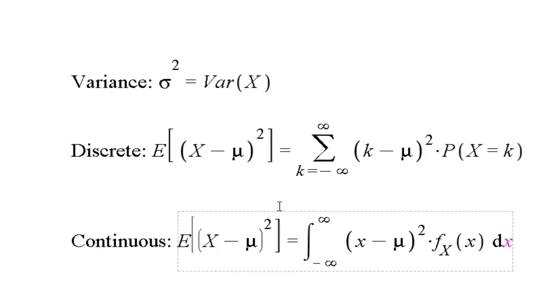Okay, so that's it. That's how we're going to compute the variance for a continuous random variable.